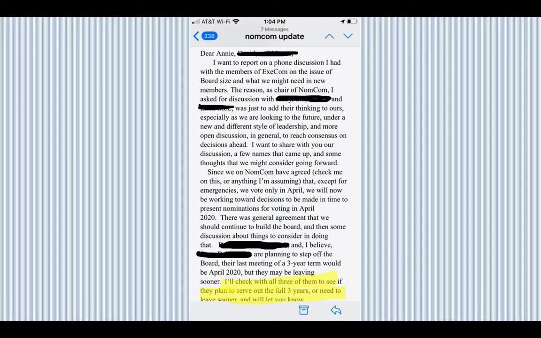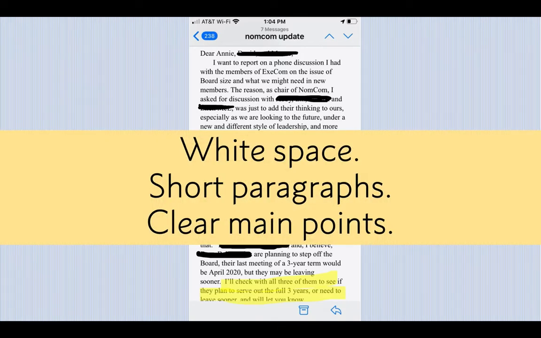So what can we take away from these 2 actual emails? The importance of white space, short paragraphs, not long ones, and then making your main points clear, putting them at the top of your paragraph if you can.